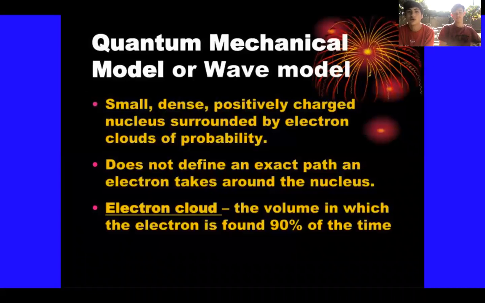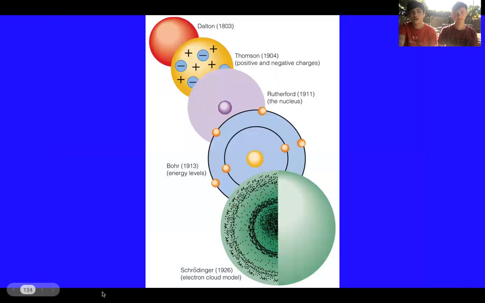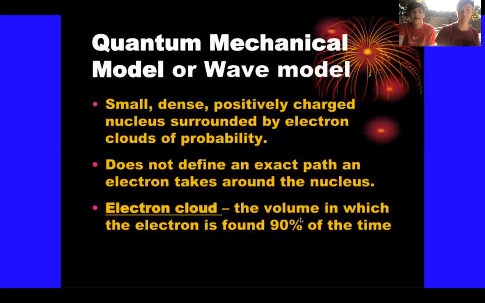Quantum mechanical model, or wave model: a small, dense, positively charged nucleus surrounded by electron clouds of probability, just like in the previous model, in Schrodinger's model, the modern model. This does not define an exact path an electron takes, but the electron cloud is the volume in which the electron is found 90% of the time. So you're 90% likely, if you drew a point somewhere, to find an electron there.